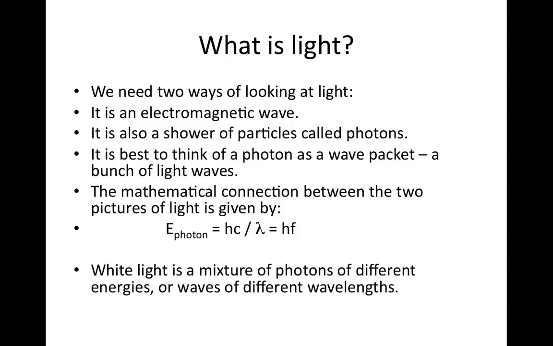The frequency of light is equal to the speed of light divided by the wavelength, because the number of times that something will wiggle up and down is equal to the speed of light divided by the spacing between the peaks. White light is a mixture of photons of different energies, or waves of different wavelengths.